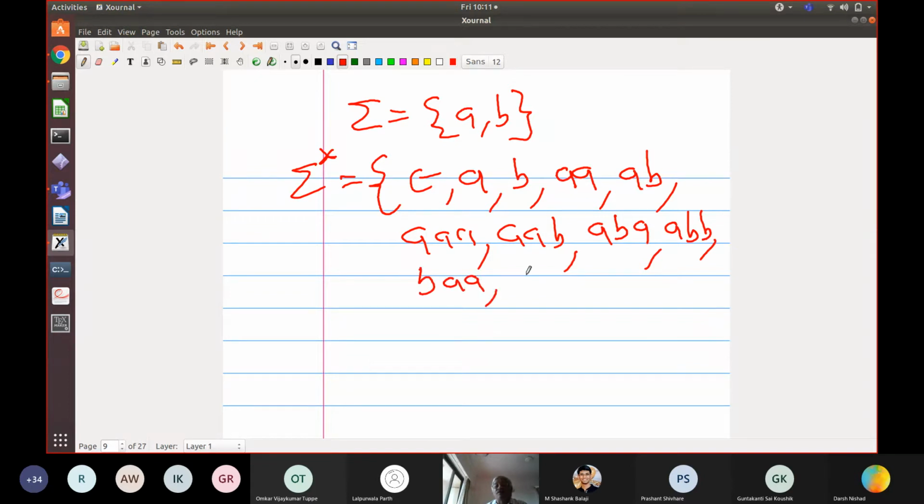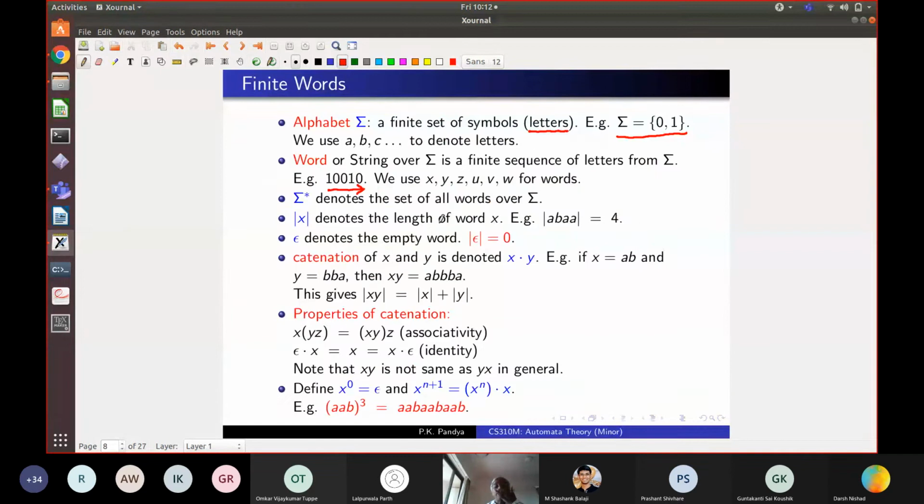BAA is a word. BAB is a word. BBA is a word, and BBB is a word. I finish all 3 letters, then I go to 4 letters, and this goes on forever. So sigma star is an infinite set, of all the words that you can make out of this alphabet. It's just a notation, right? We will never be giving whole sigma star to the computer explicitly. We'll be giving elements of sigma star to the computer. But is the notation sigma star clear to you? I hope so. Okay, so sigma star denotes the set of all words over alphabet sigma.